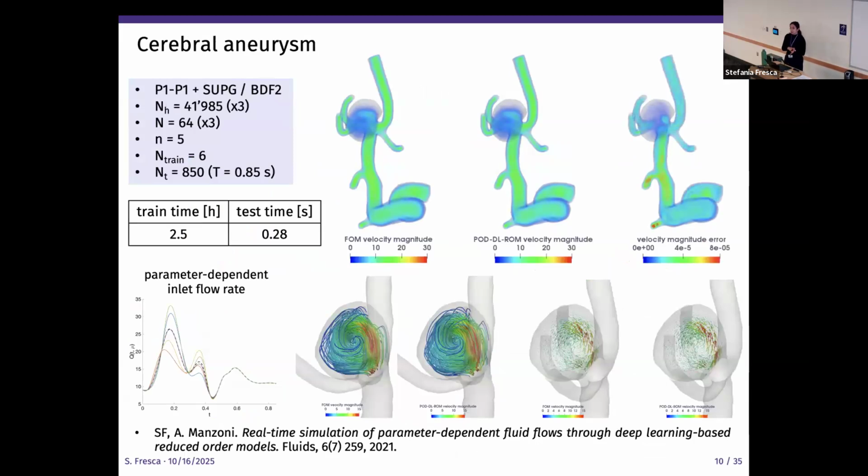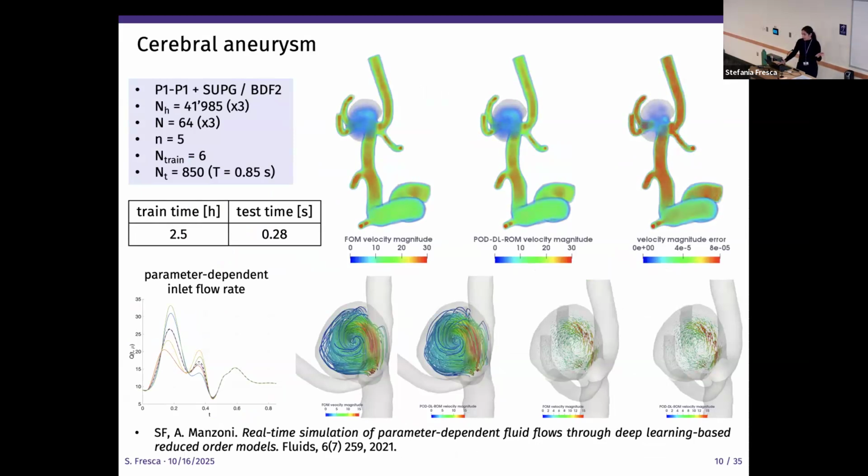Then the numerical blood flow in a cerebral aneurysm. The parameter-dependent inlet flow rate profile is the one provided in the slide. And here, the key thing is that POD DL-ROM is able to capture both the flow recirculation and the blood stasis into the bulge.